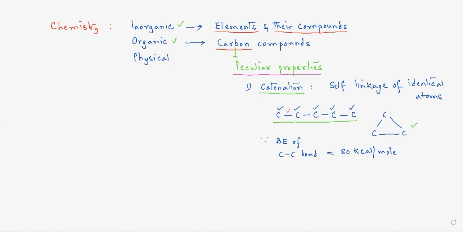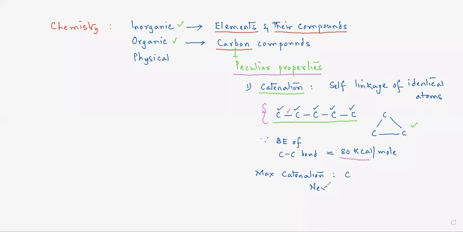What I would like to say is, if there is a bond which is stronger, such bonds are formed in larger number. Because the bond energy is very high, such bonds are formed in a large number. Got it? So it's simply the self-linkage of identical atoms. Let me tell you that the element with the maximum catenation is, of course, carbon.